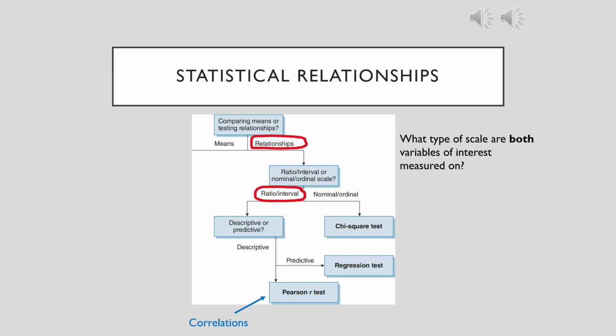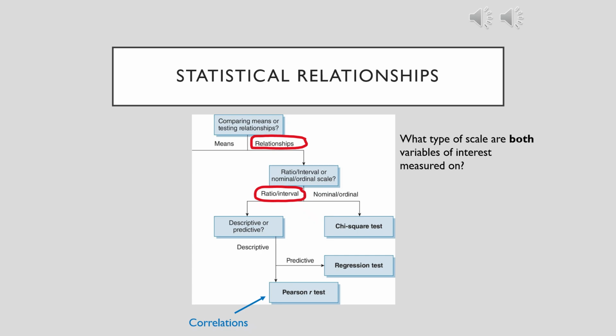We're talking about relationships between variables, not necessarily just the means between variables. And this chart is showing you that it also depends on what scale of measurement your outcome variable, or both of your variables, are on. If you've got two variables on a ratio or interval scale, and you're interested in just describing the relationship between them, then you're going to do a correlation using what's called a Pearson R-test. If you want to predict one variable from another variable, then you're going to use a regression test. We'll talk about both of those today.